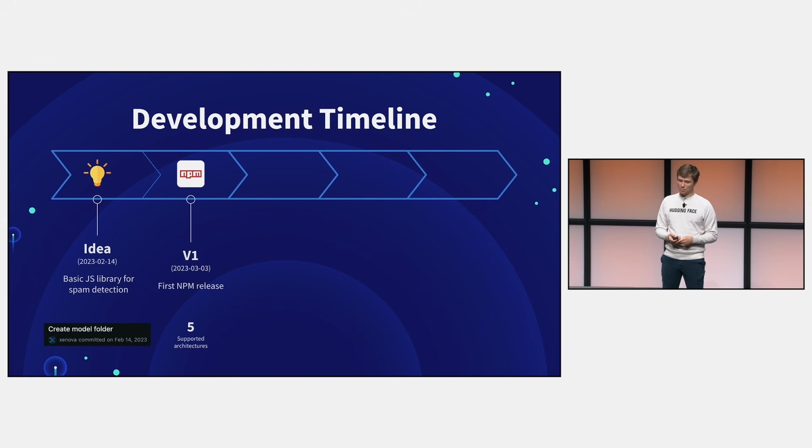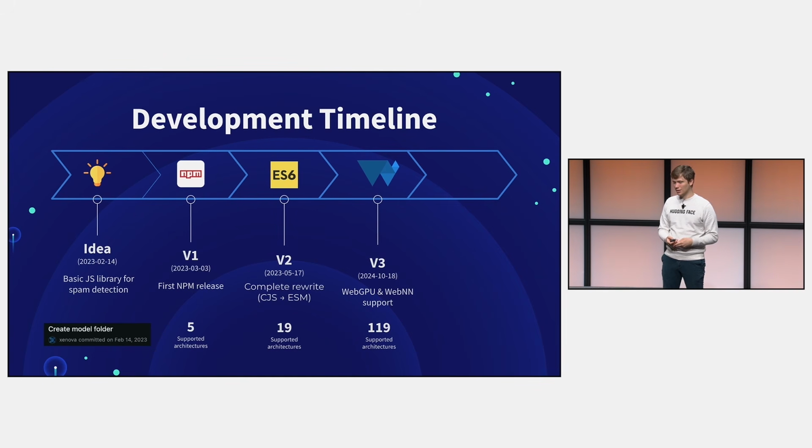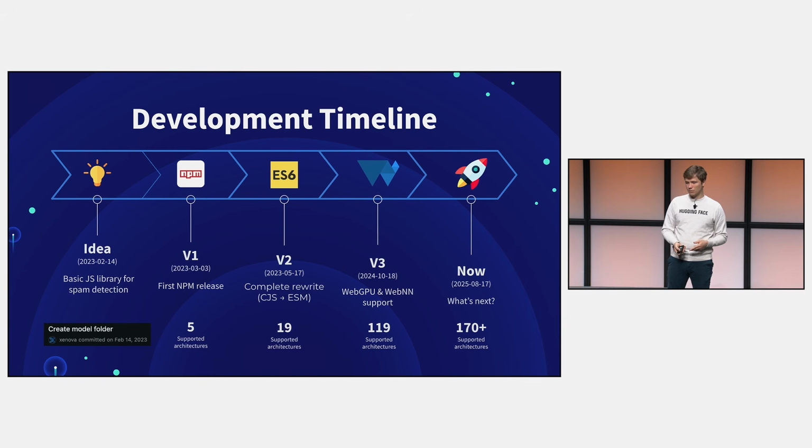Version 1 released a couple of weeks later on NPM, with just a few architectures supported. Version 2 involved a complete rewrite to ES modules, with 19 supported architectures. A year and a bit later, version 3 was released, introducing WebGPU and WebNN support, now with 119 supported architectures. And then a year from that, today, we support around 170 architectures.